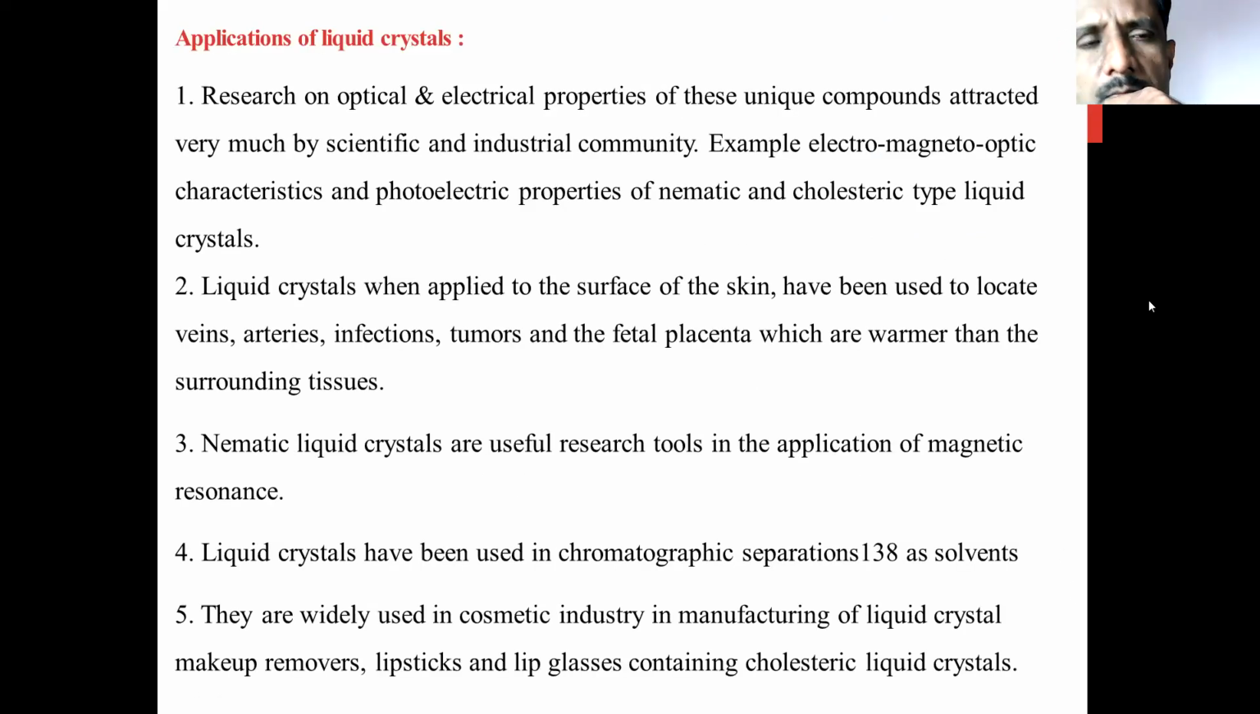Now I am going to discuss the last point, that is applications of liquid crystals. Friends, I am reading all this material as well as sharing different pictures also. There is great research on the optical and electrical properties of these unique compounds, which has attracted the scientific and industrial community. For example, electromagnetic, optical characteristics and photoelectric properties of nematic and cholesteric types of liquid crystals are very useful for the industry community as well as for society.